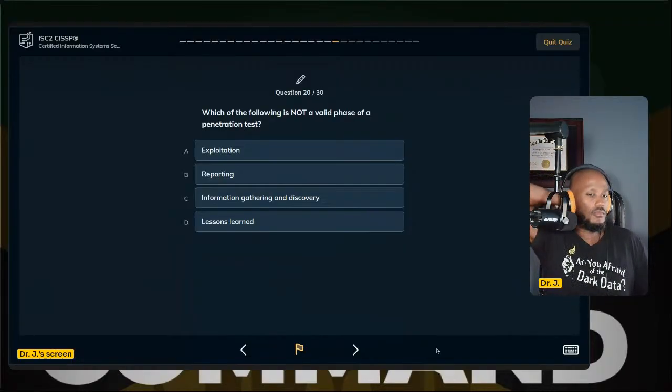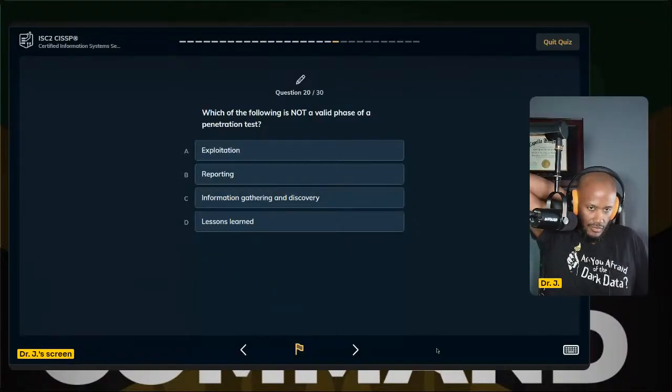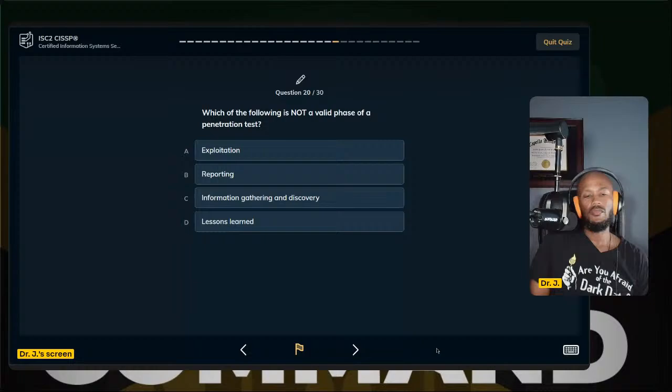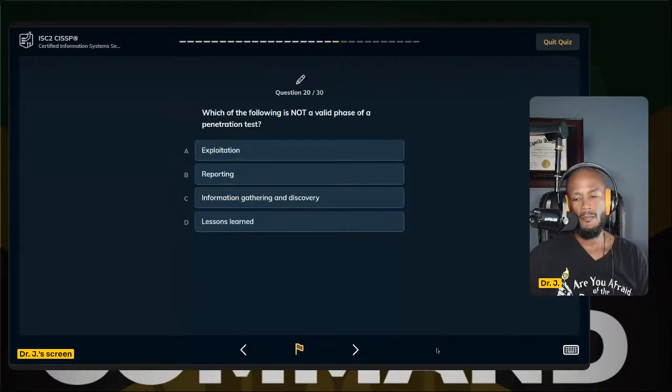Well, it shouldn't be exploitation. I hope you're not exploiting for a pen test. You should report. You should gather information. You should provide lessons learned, but do no harm unless that's in your SOW.